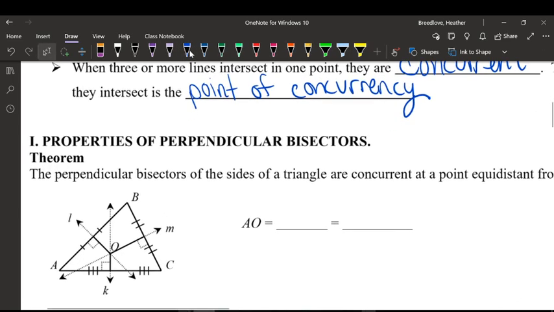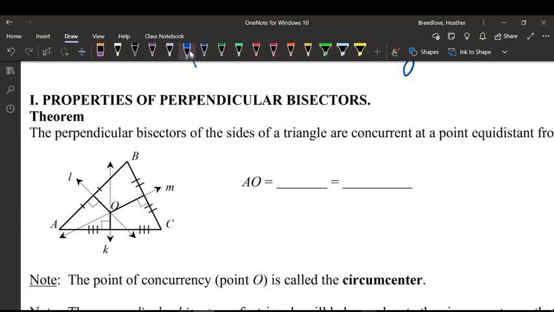So the perpendicular bisector of the sides of a triangle. I'm just going to look at one side of the triangle to start off. So the side AB is bisected. Bisect means to cut in half. We can see the two lines, so it's cut in half. So that's the side that's bisected by this line L.